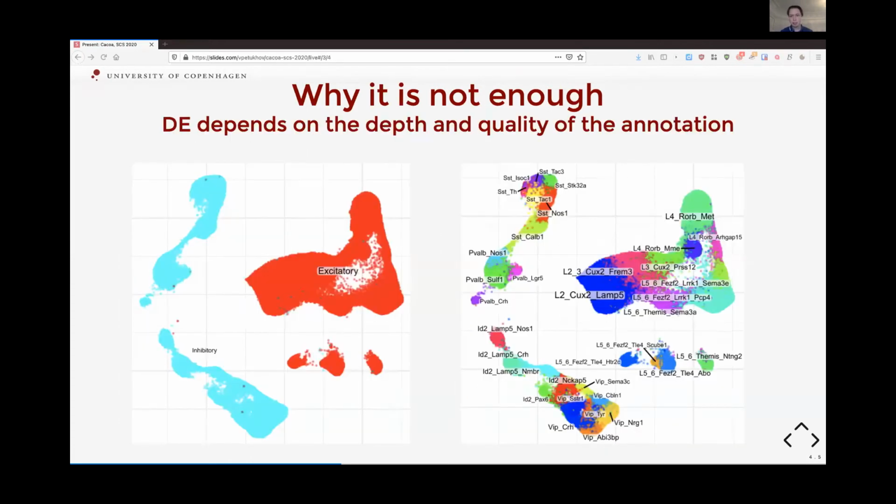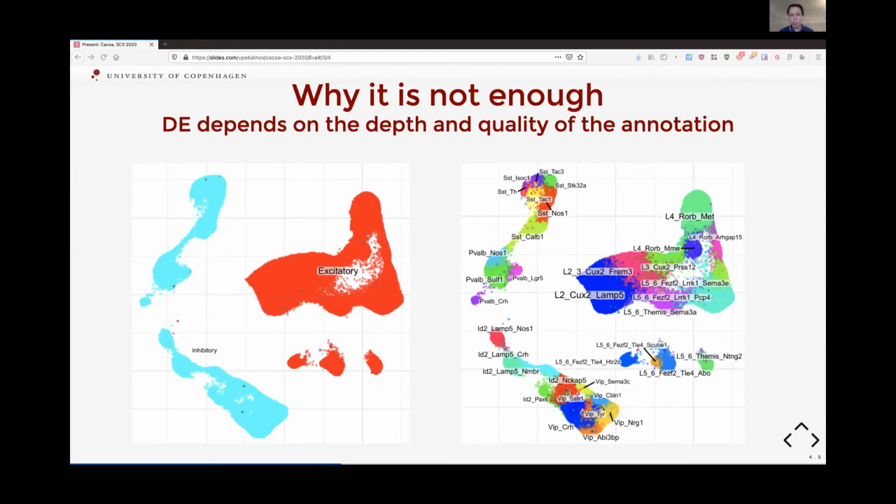Another problem which I need to mention here is that all this analysis severely depends on the annotation of cell types. If you annotate only major subtypes, then the power of the test will be very low, and you will capture only the major changes.